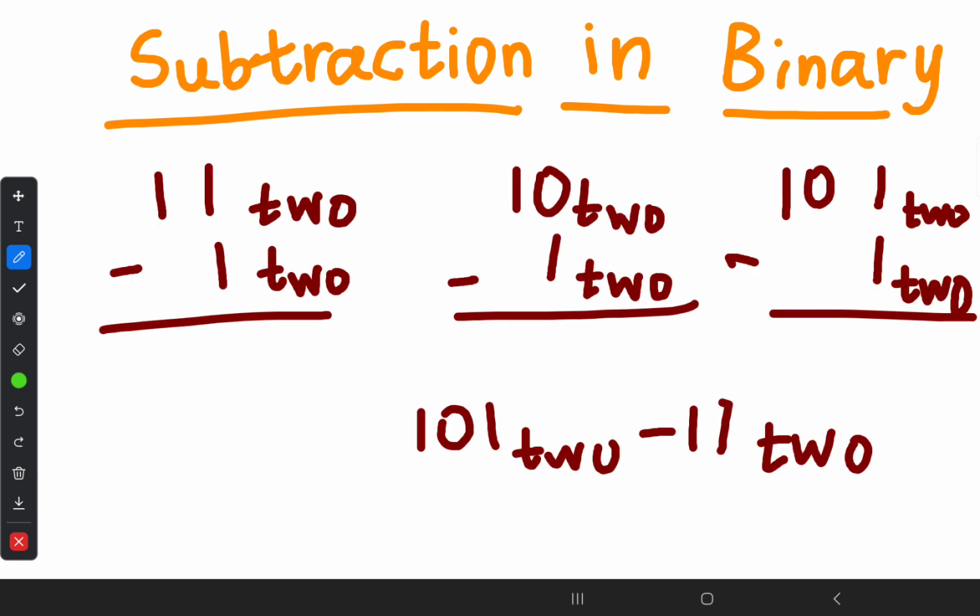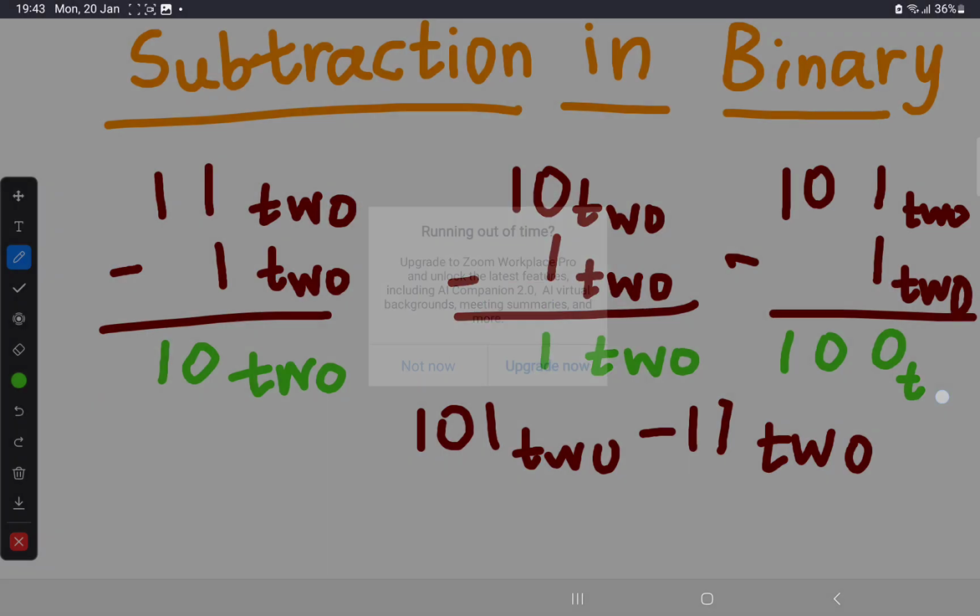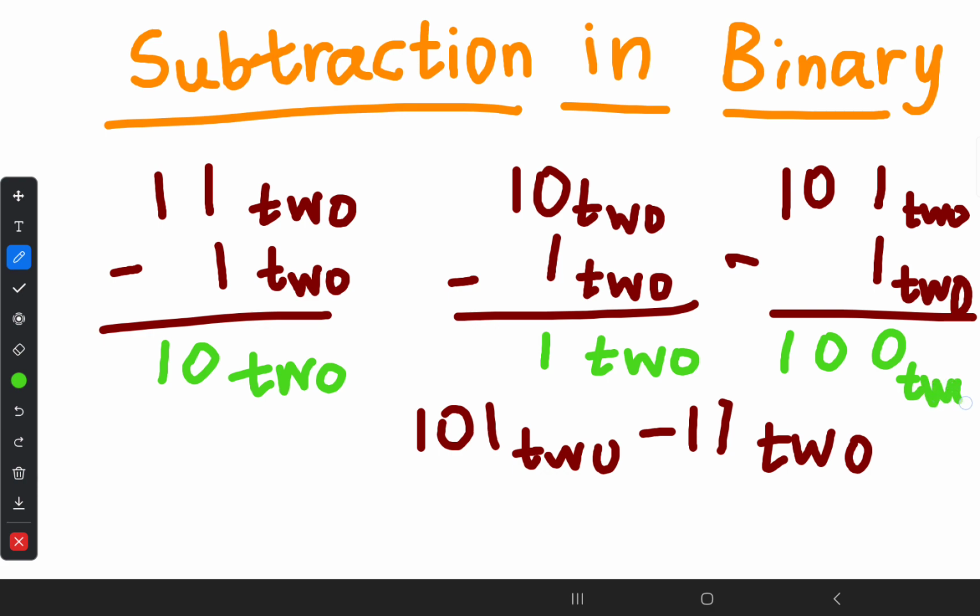First one, easy. 11 minus 1, that's 10. 10 is an obvious binary number, so we can write it as 10 base 2. 10 minus 1, that's 9. 9 is not a binary number, less than 9, the next binary number was 1. 101 minus 1. So 1 minus 1 is 0, and here 0 and 1 base 2.